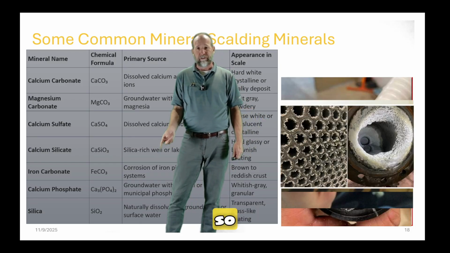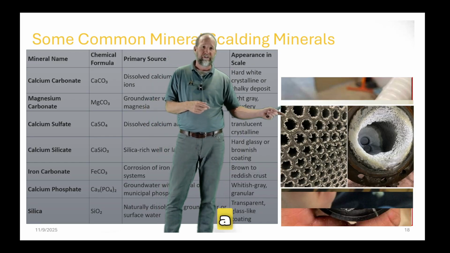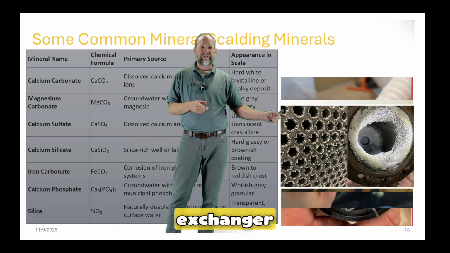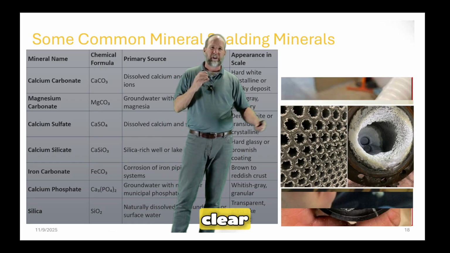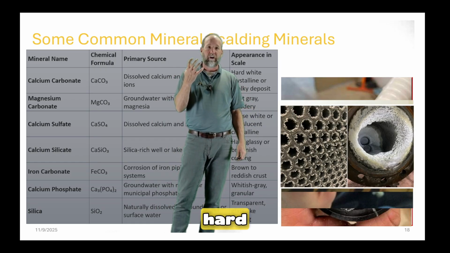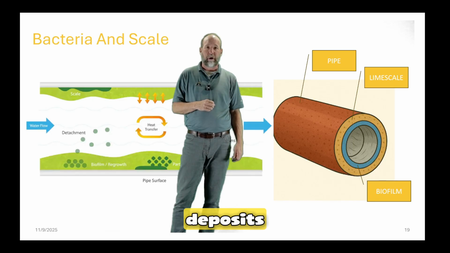And then silica. So if you have silica in your water, you can see here's a shell and tube heat exchanger with silica deposits on it. They're kind of clear, glassy, typically very hard, glassy types of deposits.